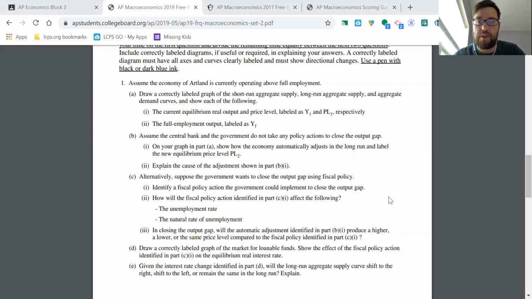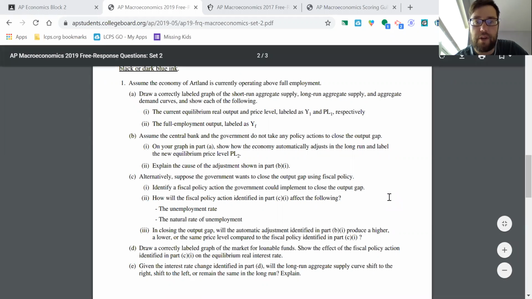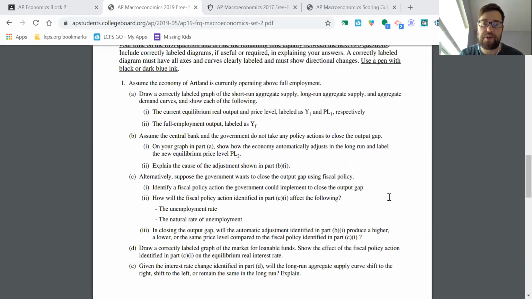So I'm going to read this through, and then I'm going to go over to a blank graph sheet, because the first 2 parts are draw a graph. I don't have enough room to draw it here. Currently operating above full employment, right? That phrase is pretty important. That should jump out to you as an AD-AS model question. And we're going to end up drawing an inflationary gap situation, right? We're above the full employment level.